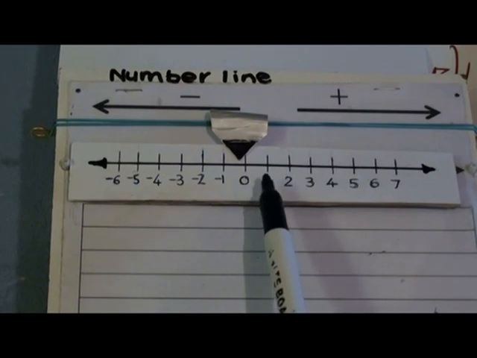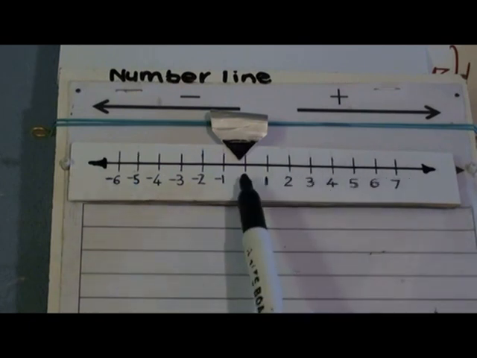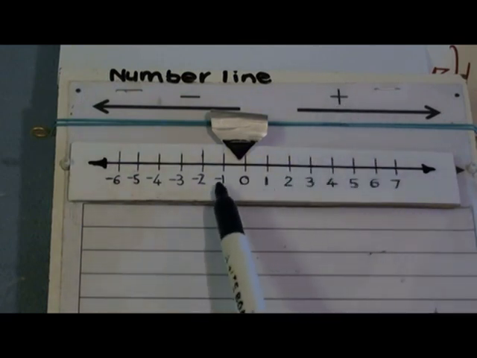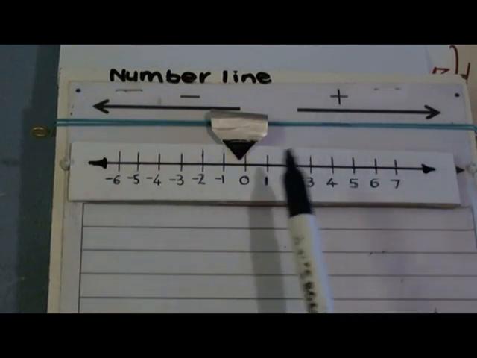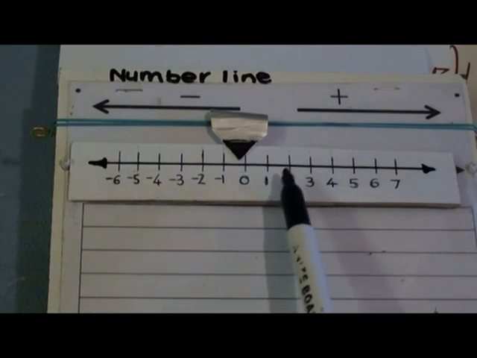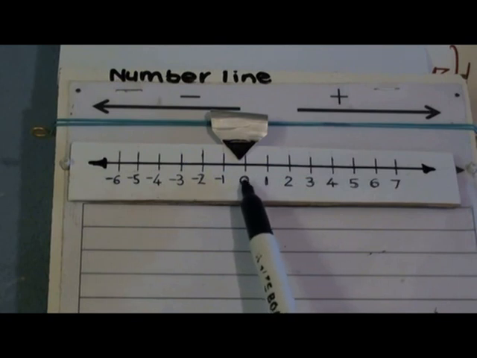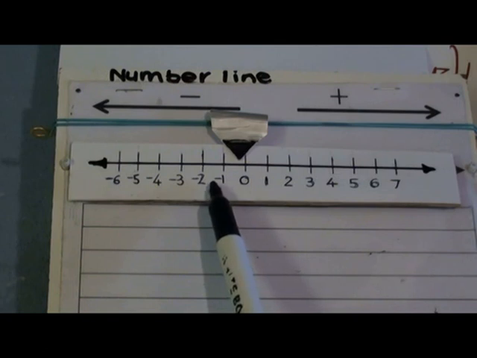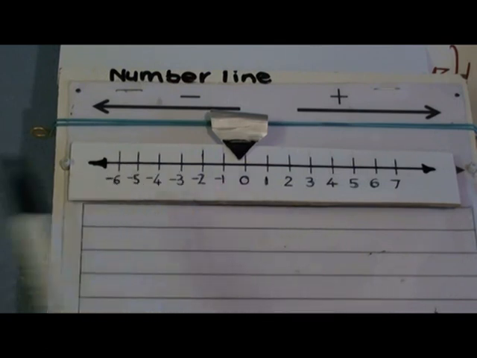We have the positive integers to the right, and we have the negative integers. 1, 2, 3, 4, 5, 6, 7. We can include naught. And to the left we have the negative integers, -1, -2, -3, -4, etc.